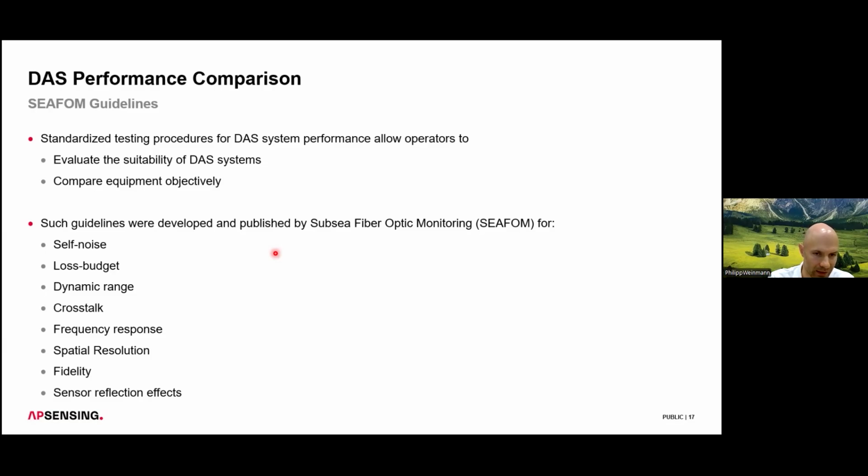In these guidelines, it's mentioned that the vendors should specify their self-noise, the dynamic range, frequency response, spatial resolution, and so on. So that means if you are interested in a DAS system, ask for these numbers so that you can objectively compare DAS systems.